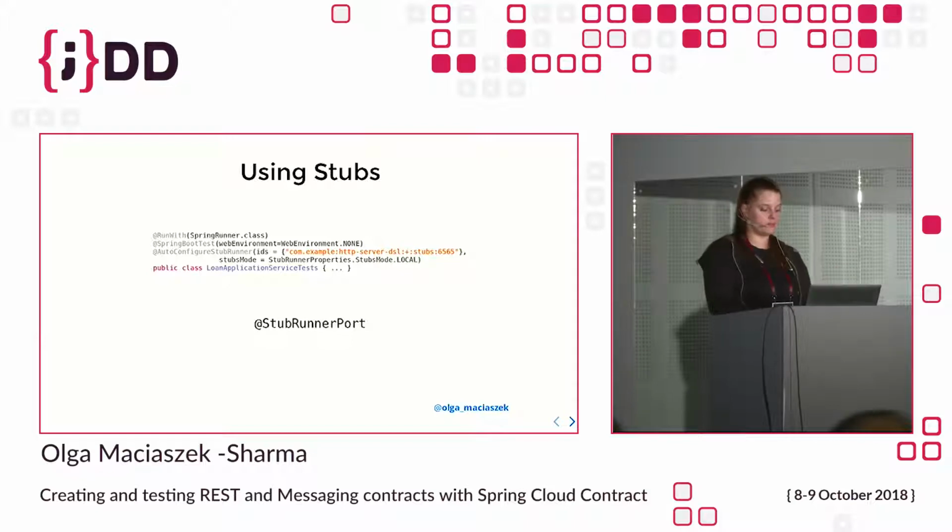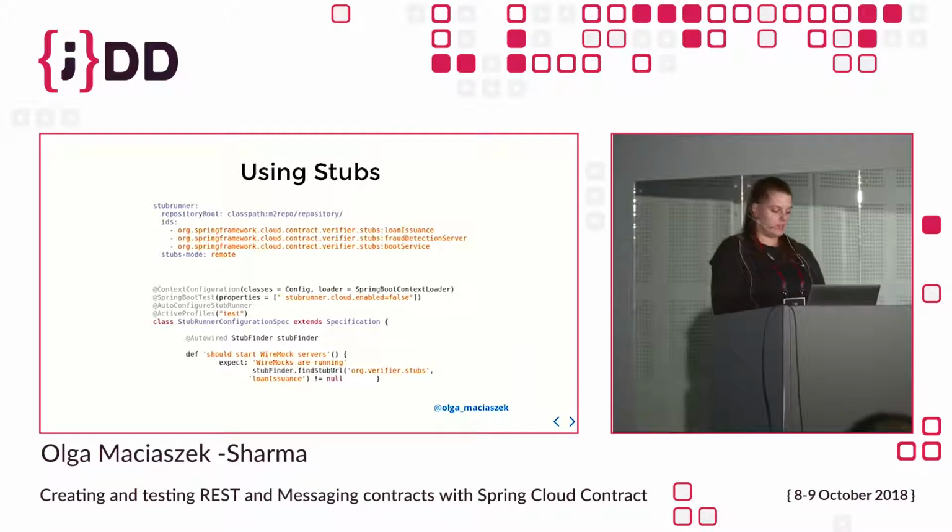And here in this test, if we don't want to specify the port, we can instead use the stub runner port annotation and just get the port like this. It will be randomly generated for us. And then again, if we don't want to pass all this in the annotation, we can pass it in the properties. So our artifact IDs and stubs mode and all the other properties that we have. And then we don't have to pass it in the annotation.